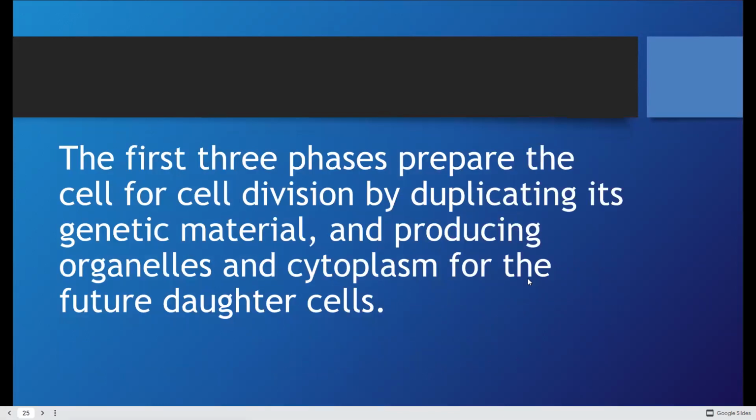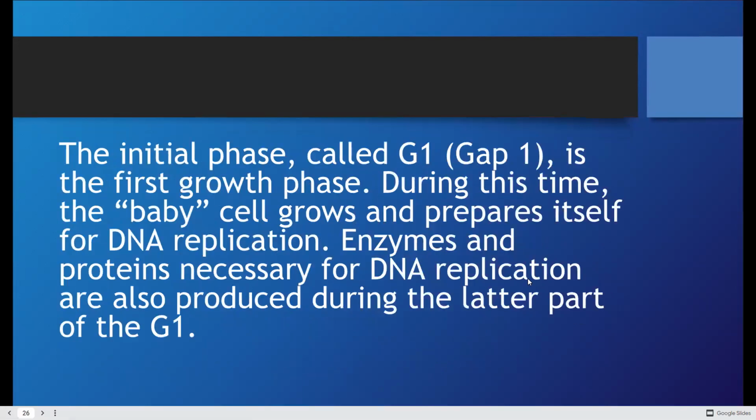Right. The first three phases prepare the cell for cell division by duplicating its genetic material and producing organelles and cytoplasm for the future daughter cells. The initial phase in the cell cycle is G1, or Gap 1, the first growth phase. During this time, the baby cell grows and prepares itself for DNA replication. Enzymes and proteins necessary for DNA replication are also produced during the latter part of G1.